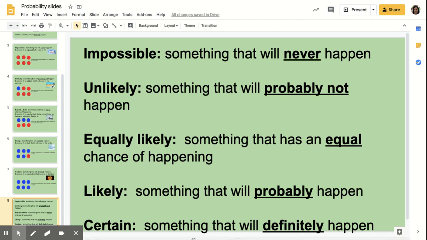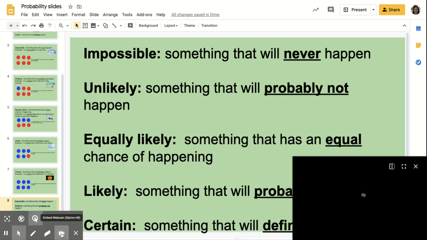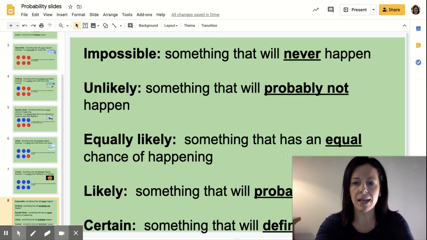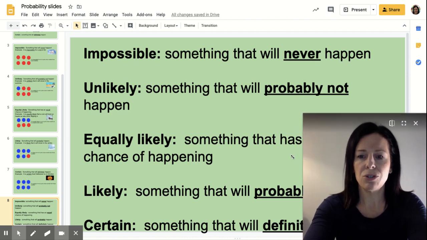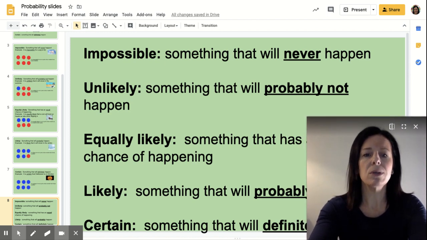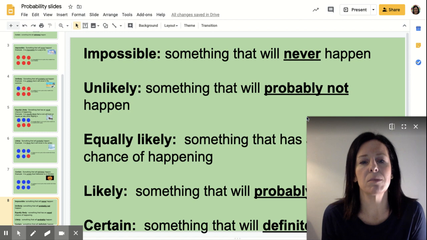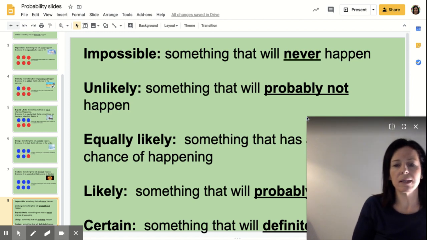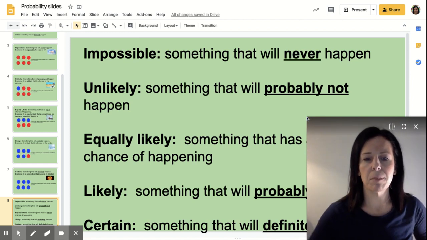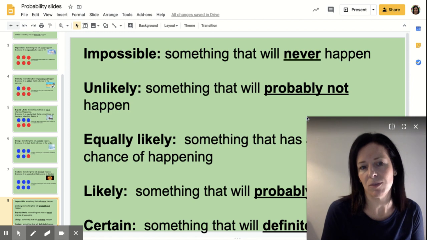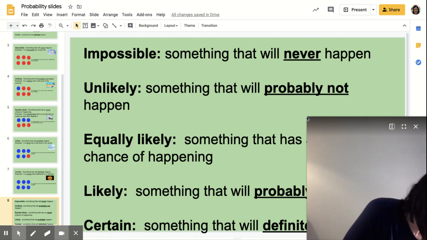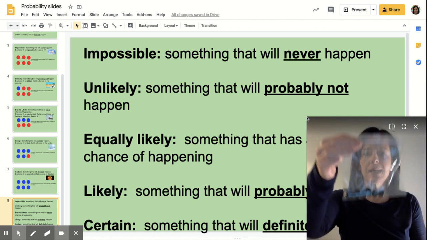All right, we're going to do a little game. Mrs. Ross has some jelly beans, and I'm going to show you my bag, and then I want you to tell me if you think it's impossible, unlikely, equally likely, likely, or certain that I'm going to pick a pink jelly bean because they're my favorite out of these bags. So the first one I'm going to start with is this bag here.